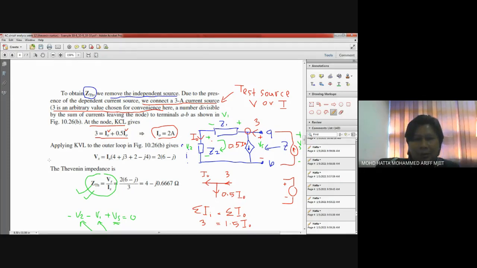If asked about how to solve a dependent current source using Thevenin, this is how we do it. Again, this is not inside your assessment. However, as electrical or electronic engineers, you need to know this knowledge. This is some sort of extra knowledge for you guys.